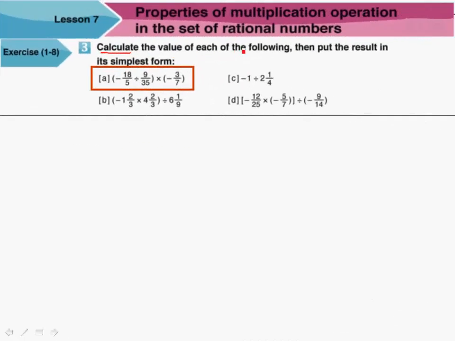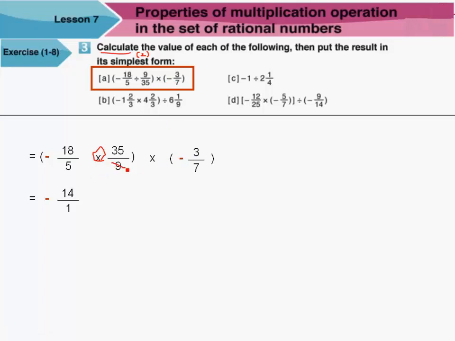Calculate the value of each of the following, then put the result in simplest form. Don't forget to put the result in simplest form. Number A, we have division here. So this will be equal to minus 18 over 5. We change divided by into multiply, so we have to take the multiplication inverse of this rational number, which will be 35 over 9. 35 over 9 times minus 3 over 7.